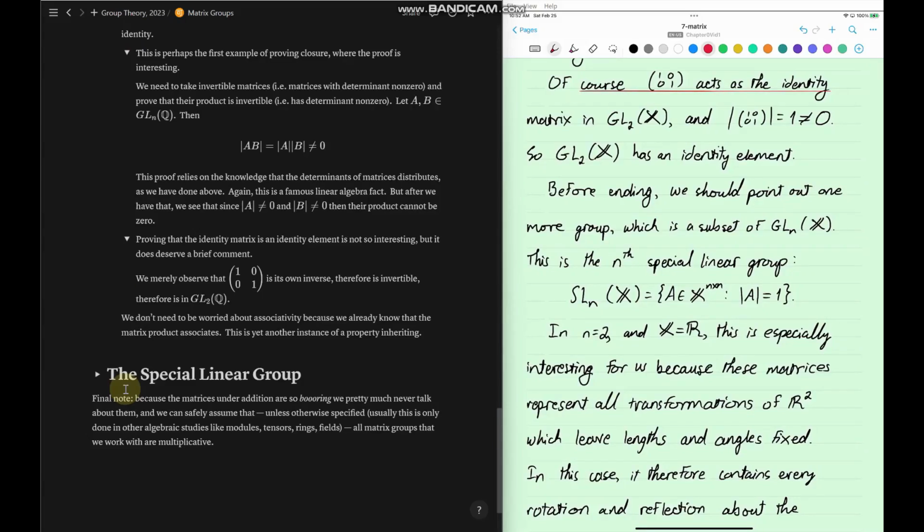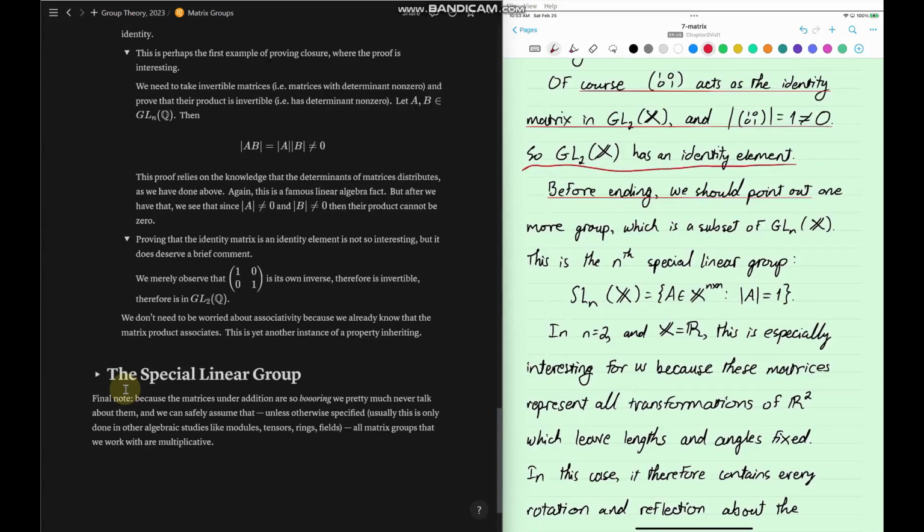Of course, the identity matrix, here I'm writing it in GL sub 2 just for convenience. But in general, for GL sub n, the identity matrix for an n by n matrix acts as the identity in this group, and it has determinant equal to 1 and therefore not 0, so it is in the set. So this group has an identity element.